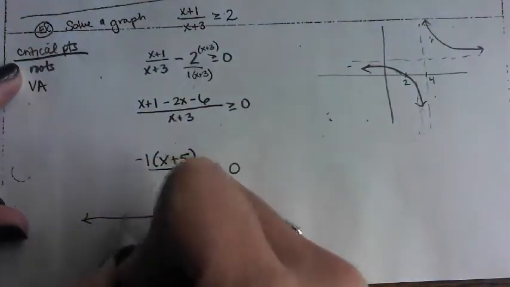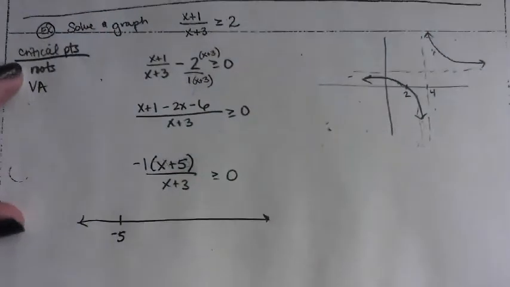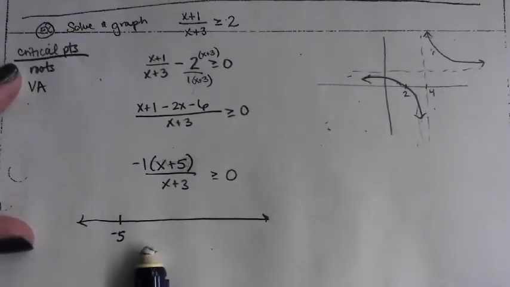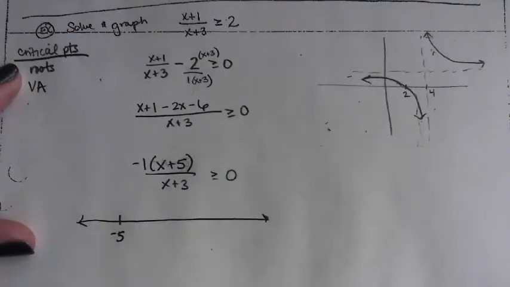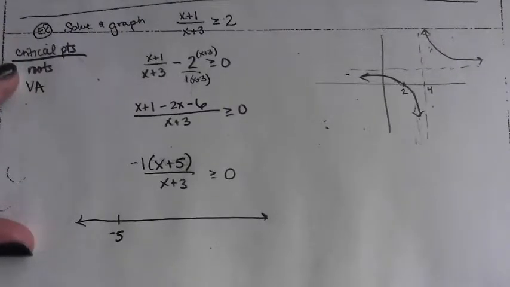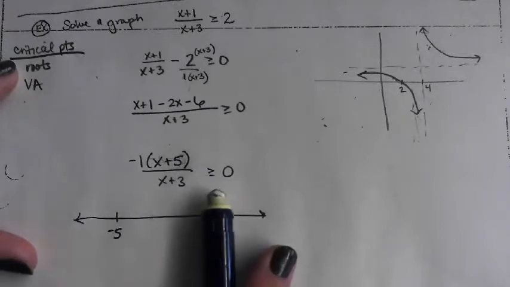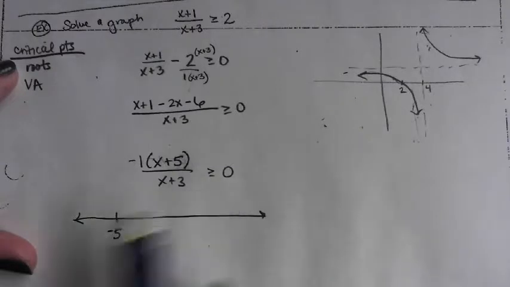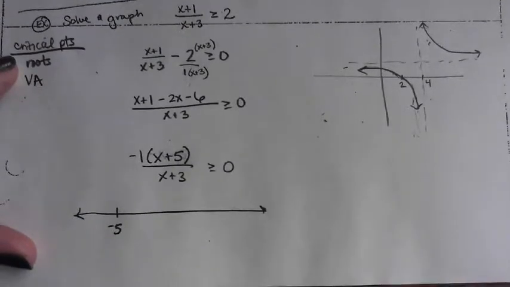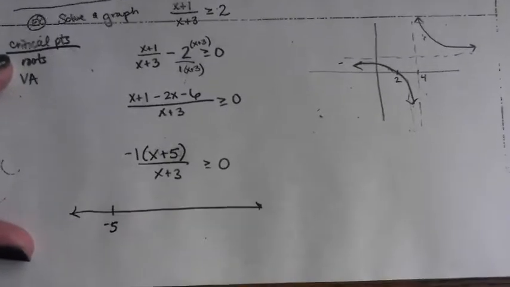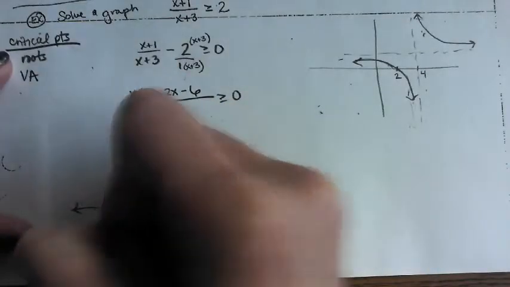Now, at the root, would that qualify as being greater than or equal to 0? Yes or no? In other words, am I going to use an open circle or a closed circle? At the root, will it be greater than or equal to 0? Yes or no, John? Yes, because roots are equal to 0. So that's a closed circle.